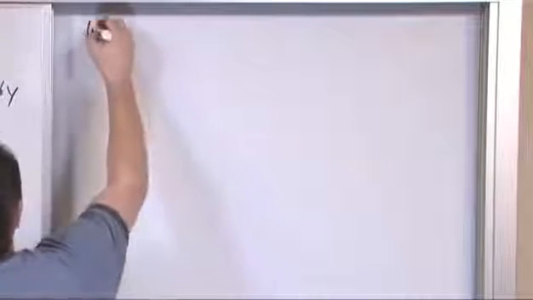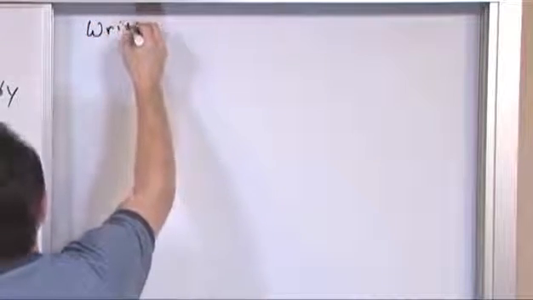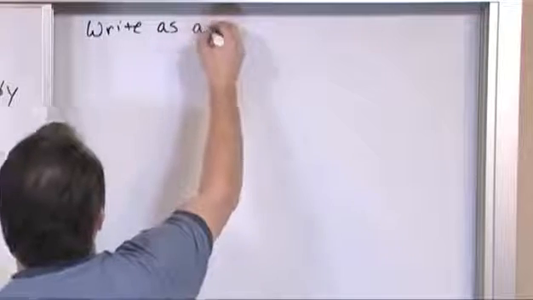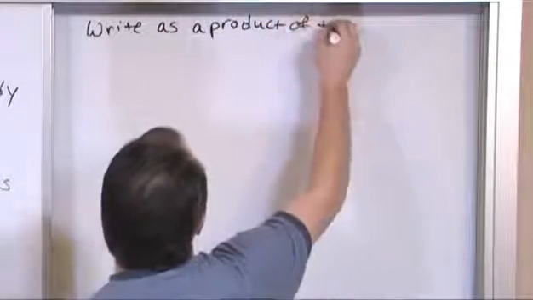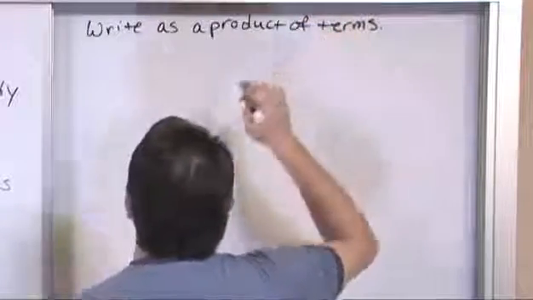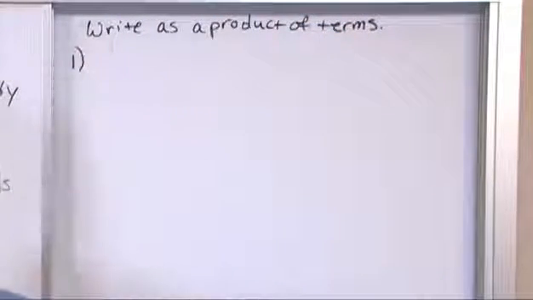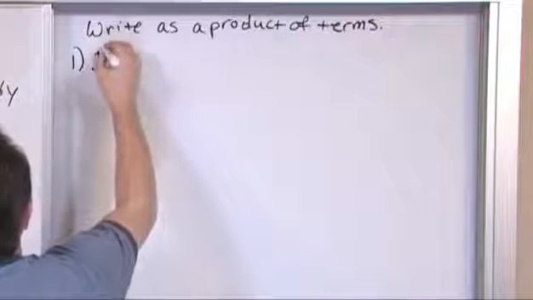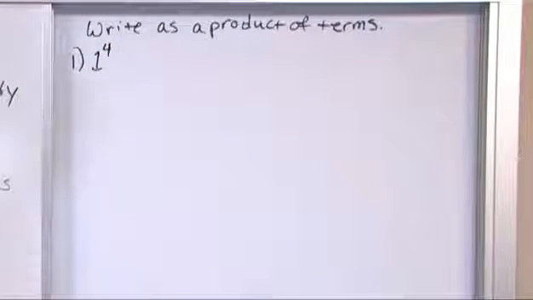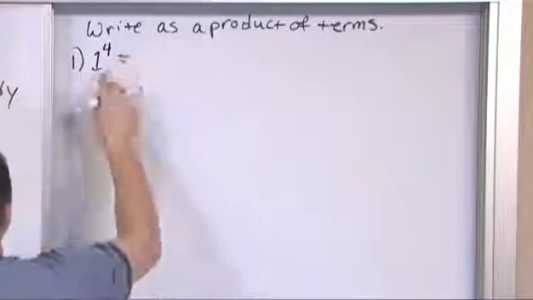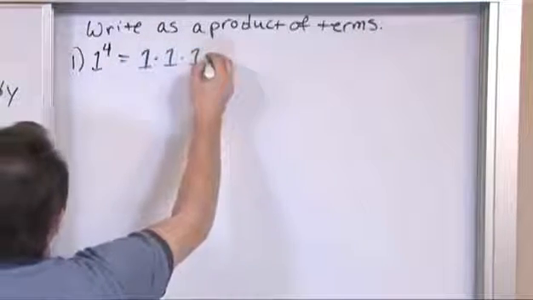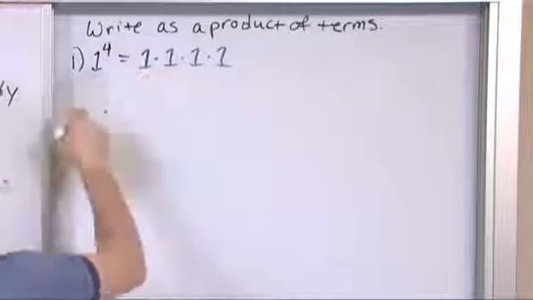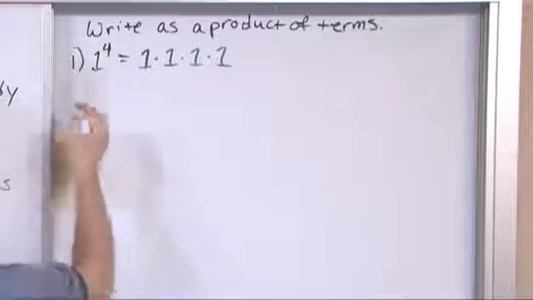Okay, so let's go ahead and write as an exponent. Let's write as a product of terms. So we're going to do the reverse here. We're going to have an exponent like 1 raised to the 4th power, and we're going to write it out. So base is there, so it's 1 times 1 times 1 times 1. You multiply it 4 times because the exponent is a value of 4 up there.